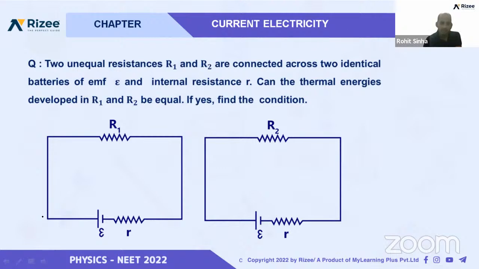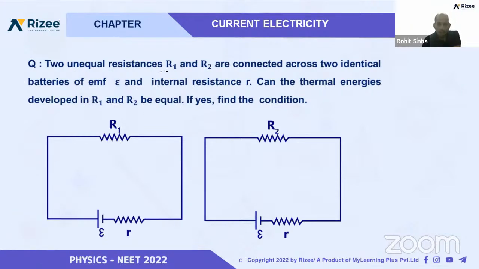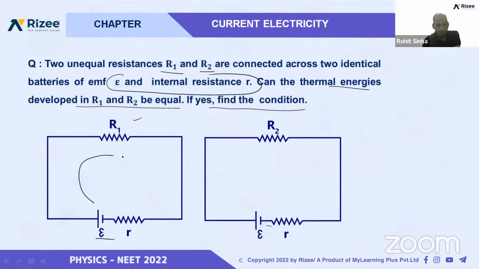Let us see. It is telling that two unequal resistances R1 and R2 are connected across two identical cells. See here, identical cells are present here and here. Now, can the thermal energy developed be equal? If yes, then find the condition. If the same voltage is applied and the internal resistance is also the same, we know how much current will flow through it.